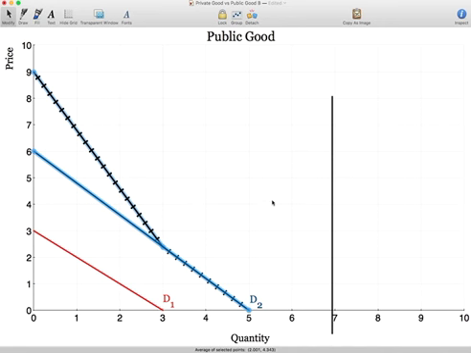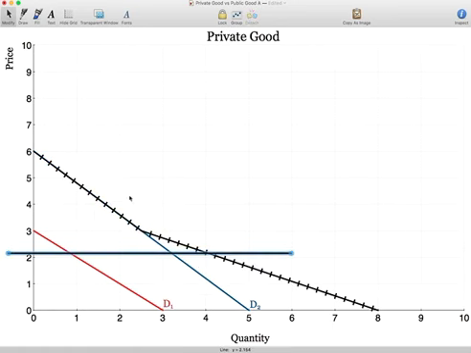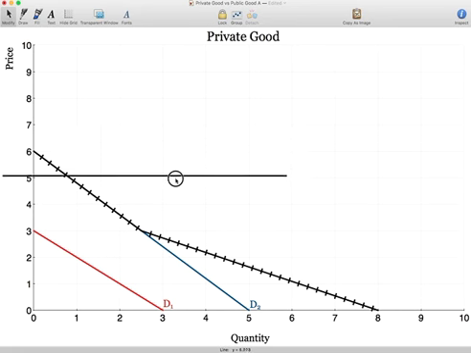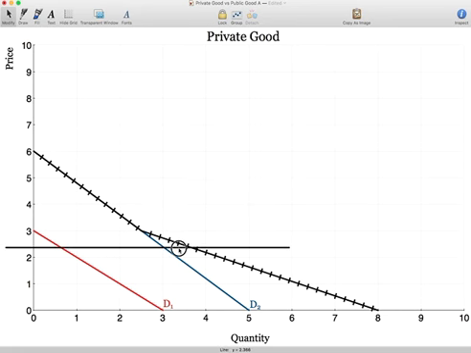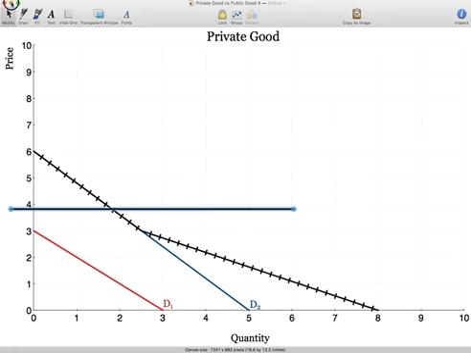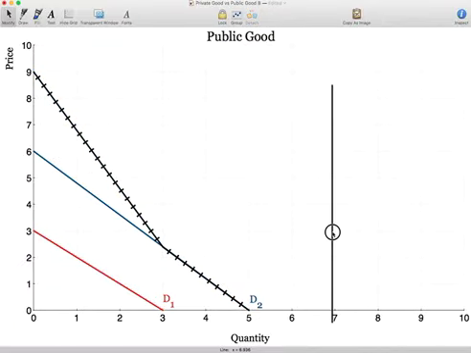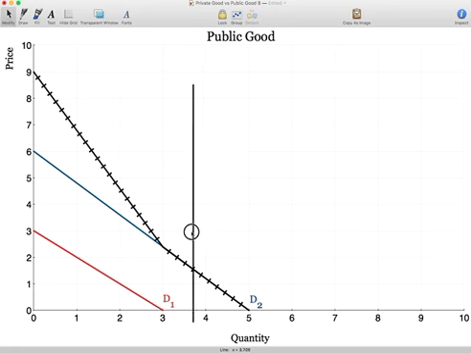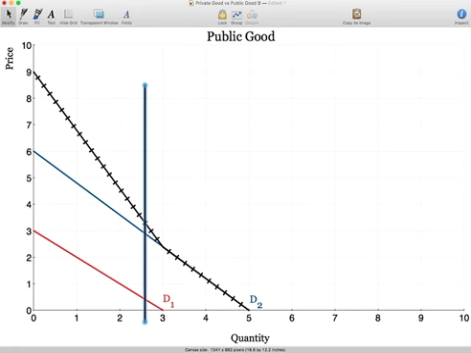So make sure you remember what the difference is between those two. It's something that students oftentimes get confused about. For private goods, we take a look at the price, and then we add the quantities at those prices to give us the market demand. For a public good, we do the same thing, except we do it for quantities. We look at quantities, and then we add the prices for those quantities.